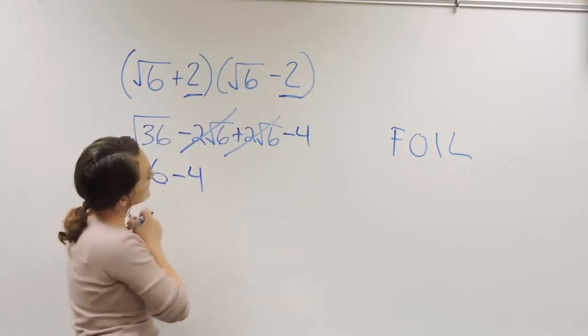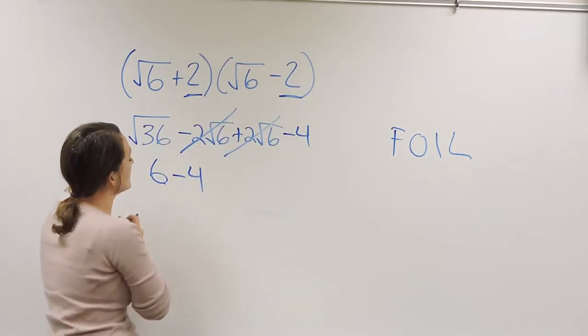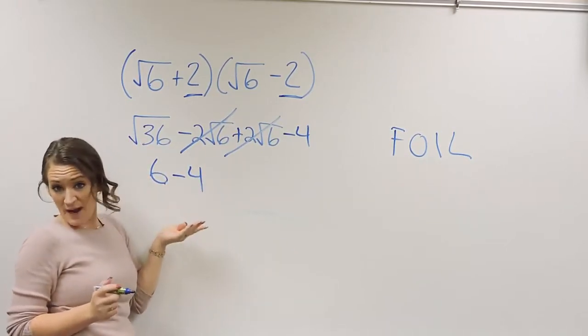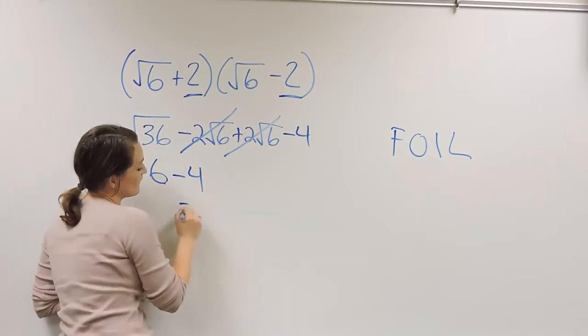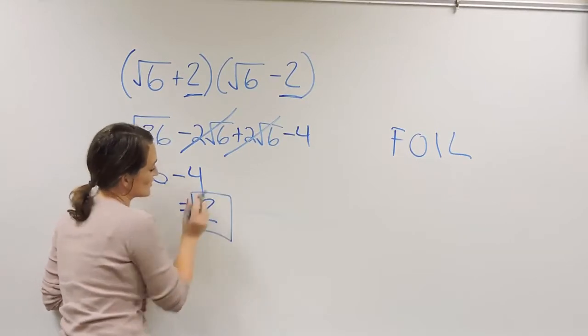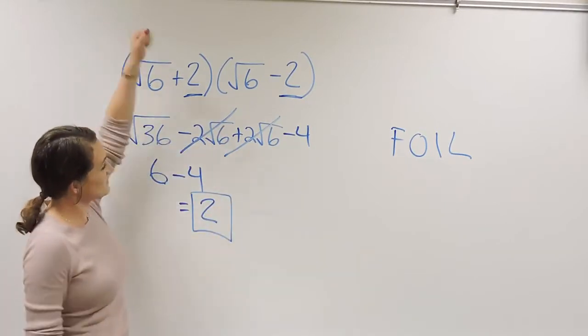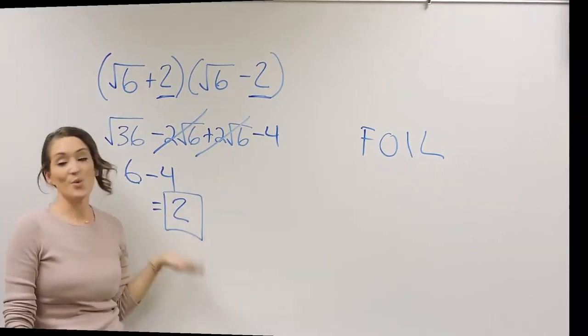And because almost everything else simplified or canceled here, we're only left with 6 minus 4. That's regular subtraction. 6 minus 4 is 2. So our solution here, with this binomial times that binomial, is 2.